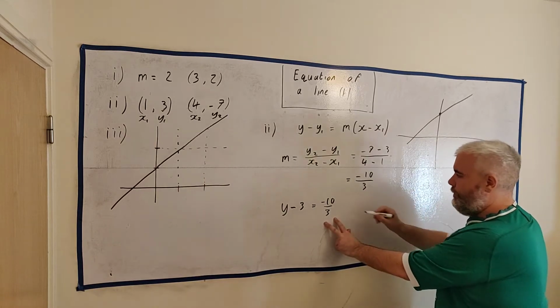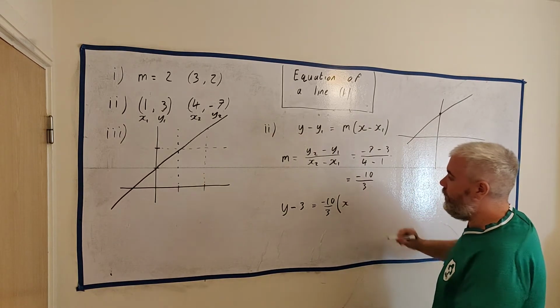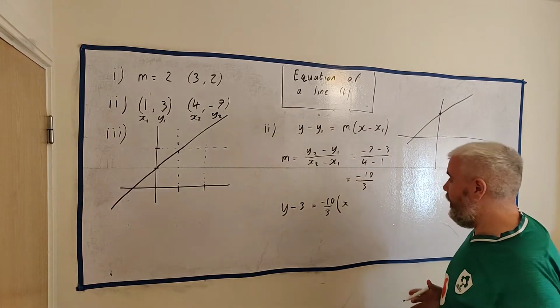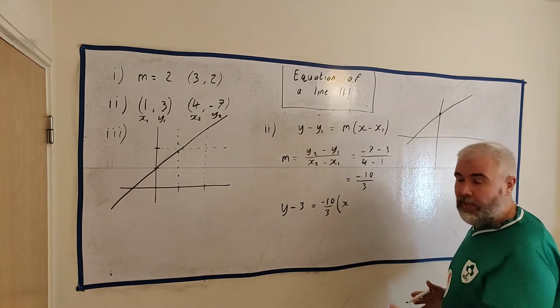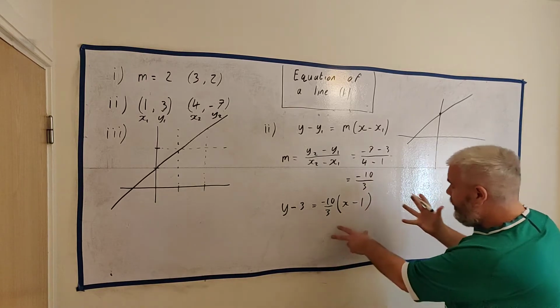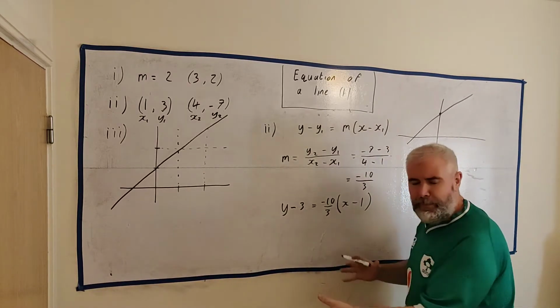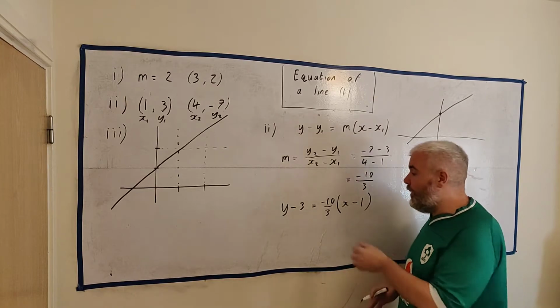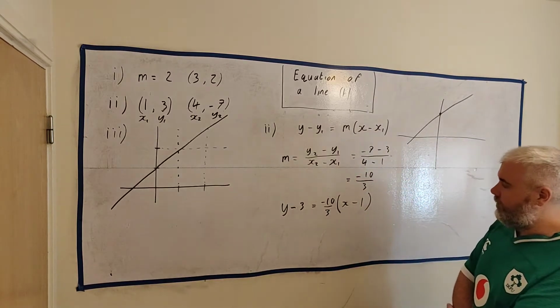You better get used to this, by the way. Lots of numbers come out looking like this in equations of a line. Lots of slopes, I should say, come out looking like this. Lots of fractions. Times (x minus 1). And that's an answer. This is an equation of a line. It's a bit messy, it's a bit dirty, but it is an equation of a line now.